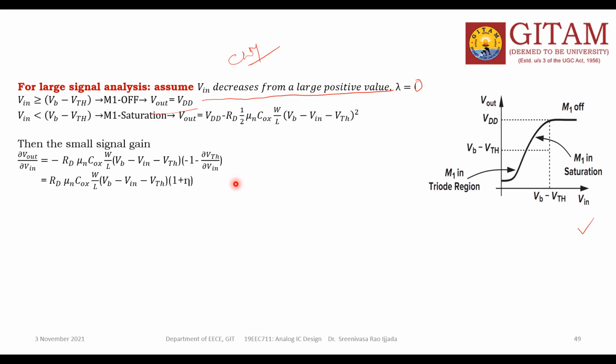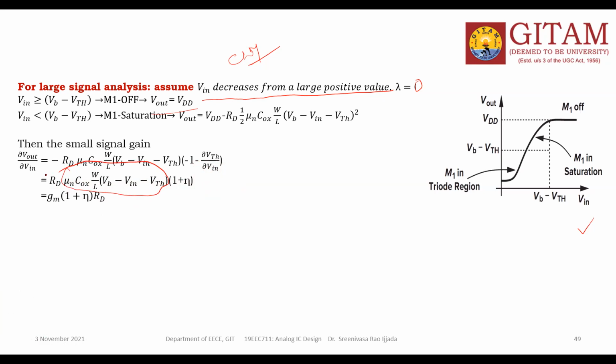Yes, source follower. So its value I can write as 1 plus eta, is the RD mu n Cox W by L into (VB minus Vn minus VTH) into 1 plus eta. Okay, so you know about this fellow. What is this entire term? Yeah, this is the GM value. RD is as it is, 1 plus eta.